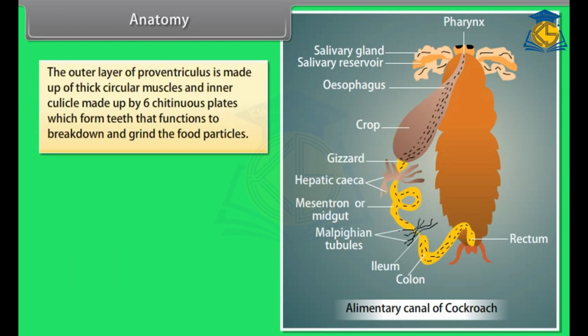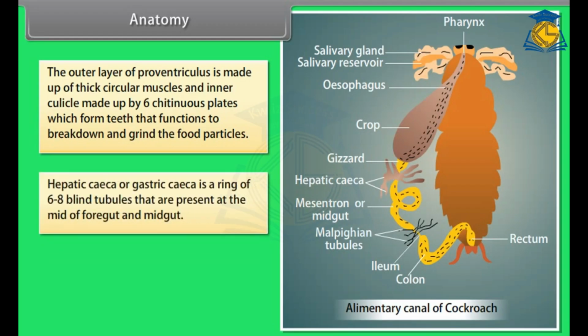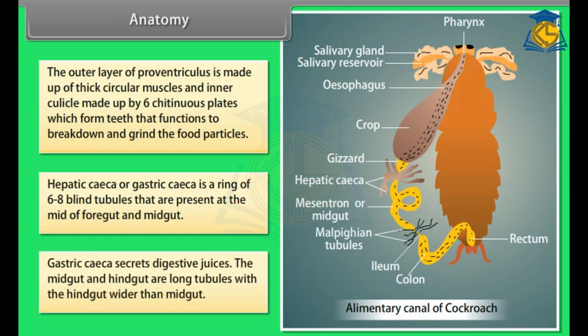The outer layer of the proventriculus is made up of thick circular muscles and an inner cuticle made up of 6 chitinous plates, which form teeth that function to break down and grind the food particles. The hepatic caecae or gastric caecae is a ring of 6 to 8 blind tubules present at the junction of foregut and midgut. Gastric caecae secrete digestive juices.